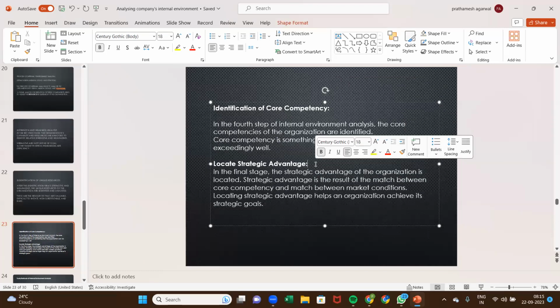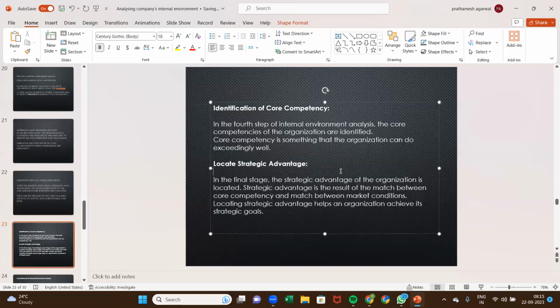Then locate strategic advantage. Locate strategic advantage in the final stage. The strategic advantage of the organization is located. Now, strategic advantage is the result of a match between core competency and market conditions. So, do your core competencies go according to the market conditions?